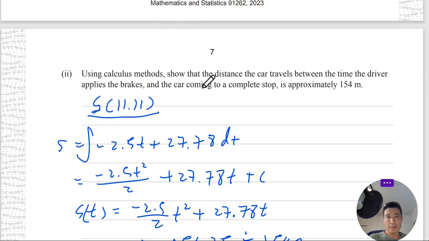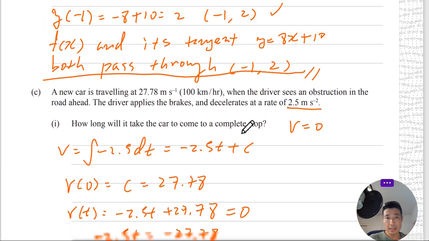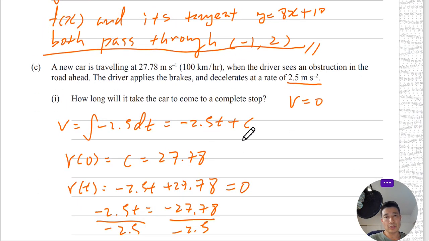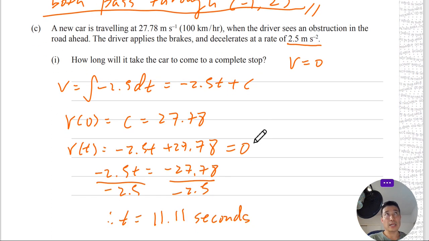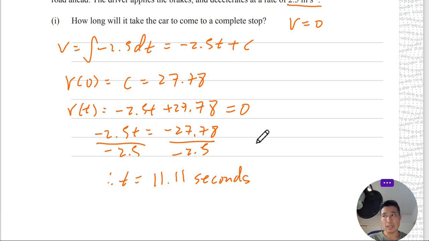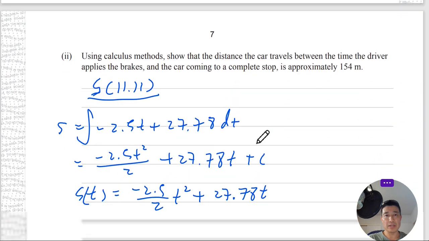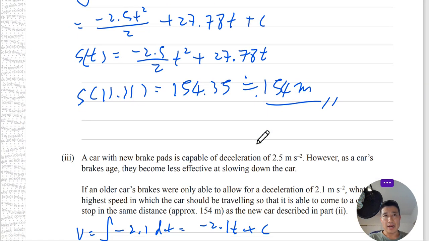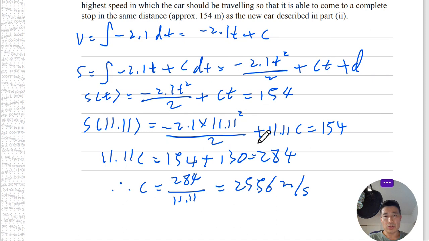Do you remember the new car? The velocity, the speed, was 27.78 to stop in 11.11 seconds, and that was 154 meters, right? So if the car is older, then you have to slow down to 25.56 meters per second to stop in 11.11 seconds and the same distance, isn't it?